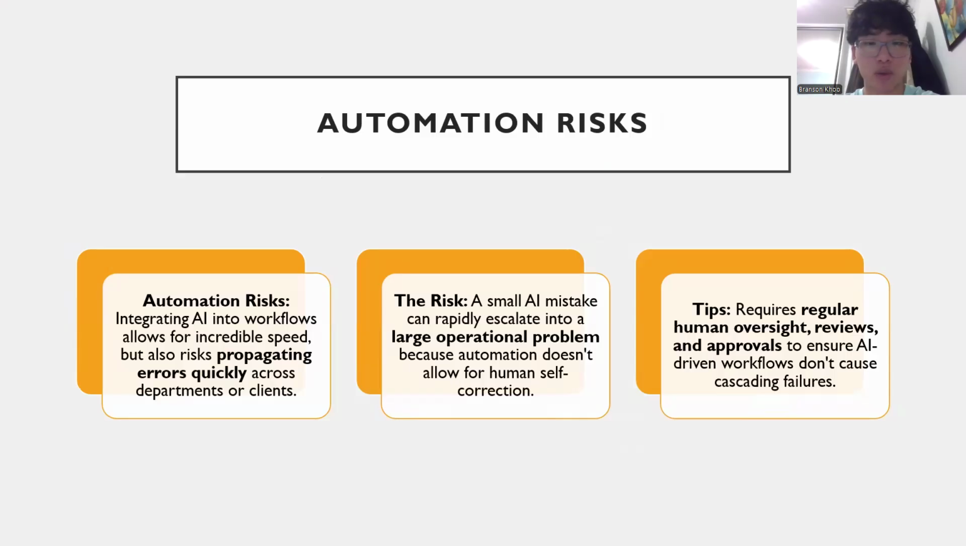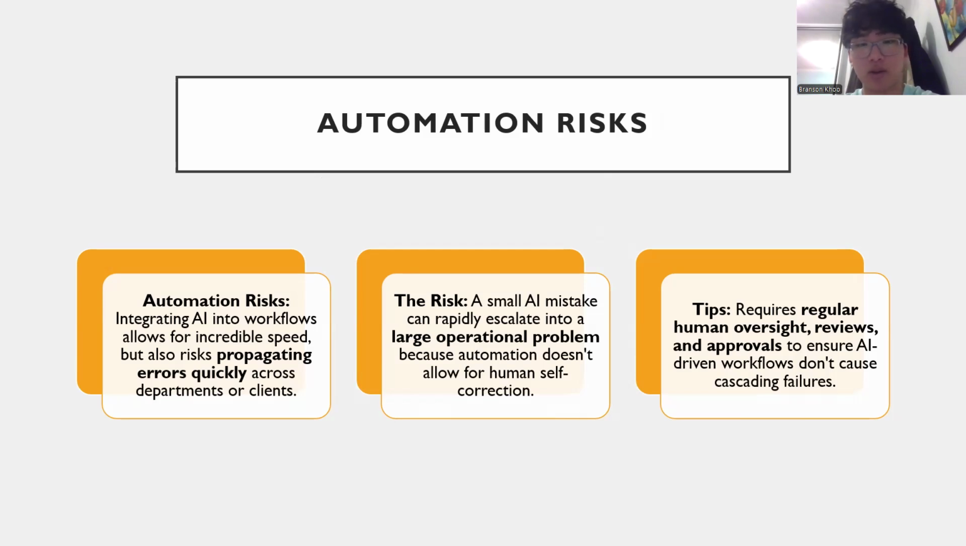So next we have automation risks. Many organizations have integrated AI into workflows to save time, to reduce repetitive tasks or speed up reporting. While automation can be incredibly efficient, it also introduces the risk of propagating errors quickly. A small mistake by an AI, for instance, generating an incorrect report or sending a wrong notification, can affect multiple departments, clients, or stakeholders in a very short time.